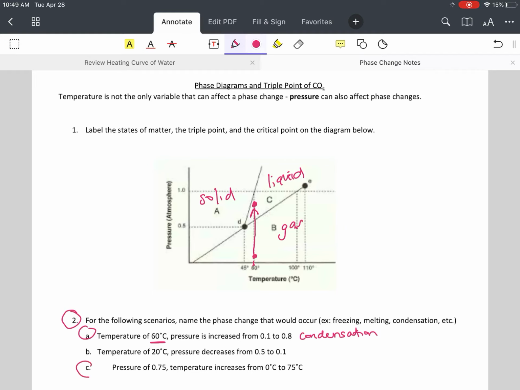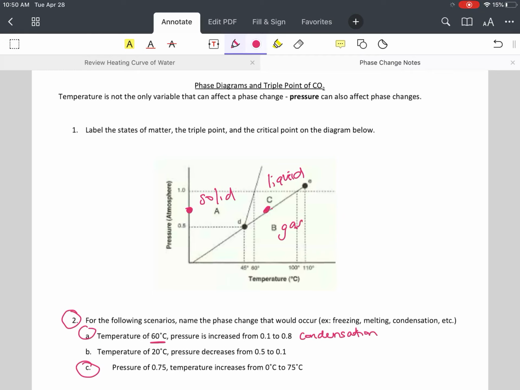Let's look at C. B is very similar to A, it's just a different example. For C, this time my pressure is going to stay the same. So my pressure is 0.75, which is somewhere right in there. Okay, and I'm increasing my temperature from 0 to 75. So 0, and then 75 is probably somewhere right in here maybe. Maybe a little bit higher than that if I stay right at the 0.75. I think it's going to be somewhere right in there. It's super close to that line.